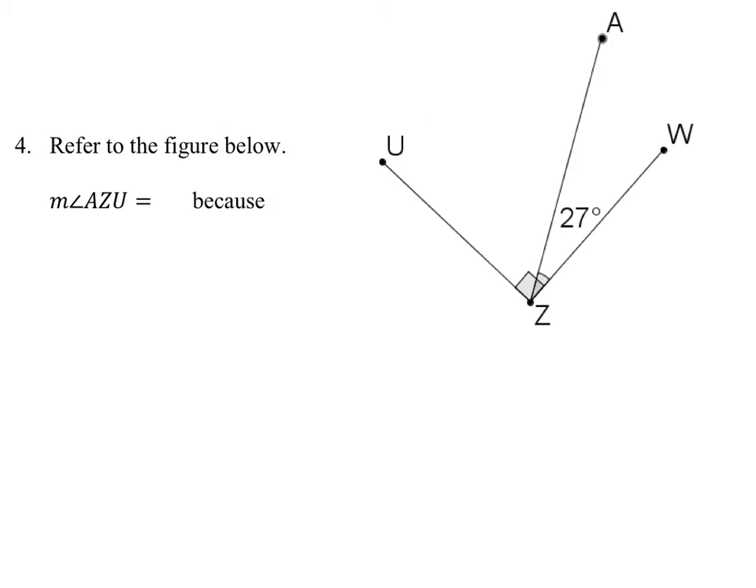It's not below, it's to the right. In any case, we have this angle AZU, which is this angle. Now, they already told us that angle AZW is 27 degrees. So let's acknowledge that this is 90 degrees, angle UZW, because there's the little square, which means that these two other angles, UZA and AZW, are complementary.